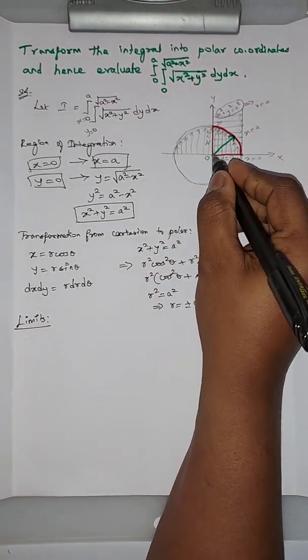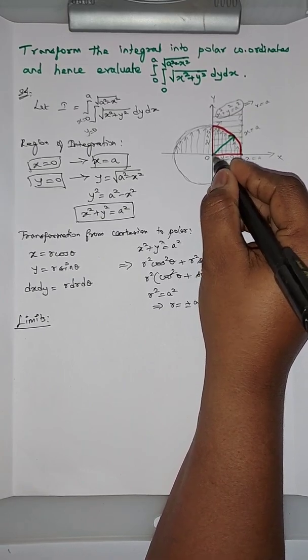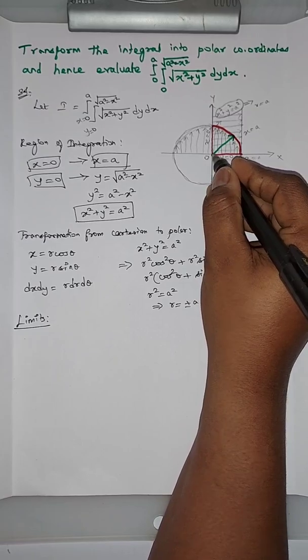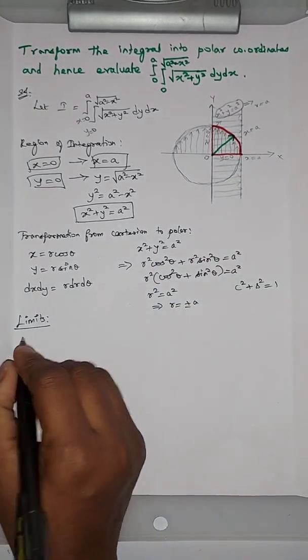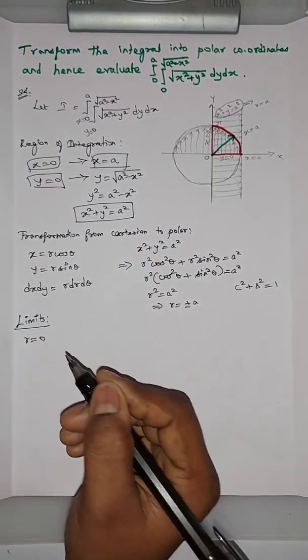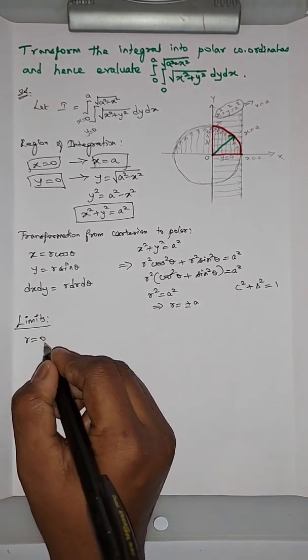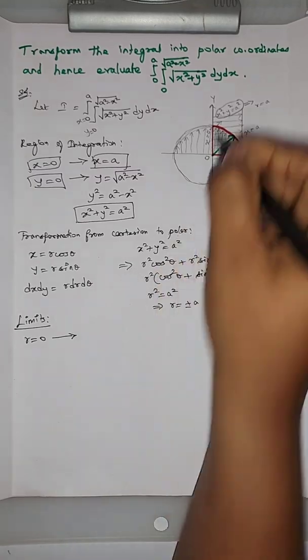The initial point of the line segment is r equal to 0. The initial point of the line segment lies on the origin, so the initial value, the lower limit, becomes r equal to 0. So r goes from 0 to the curve.